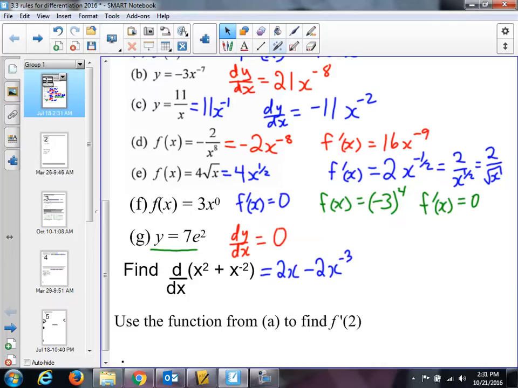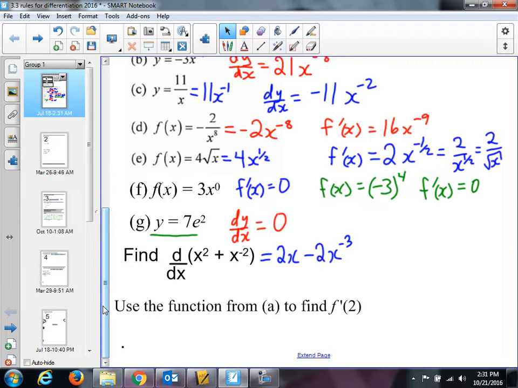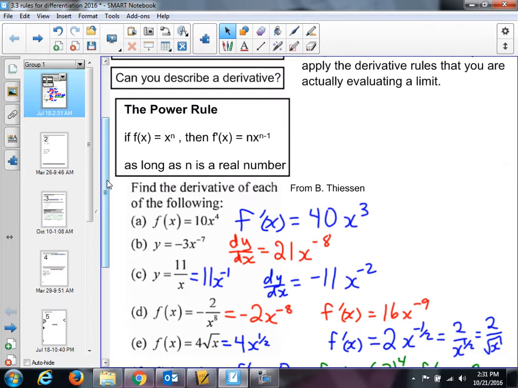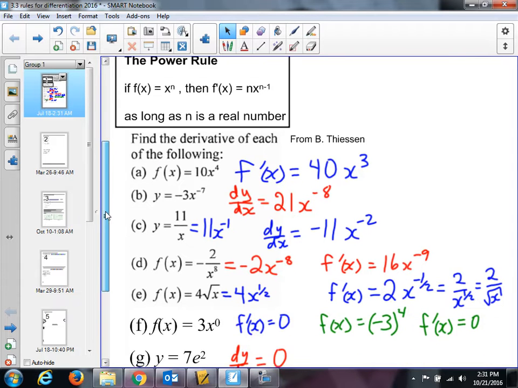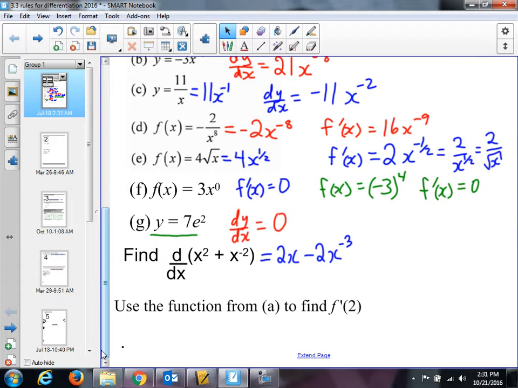Now, what if I said evaluate f prime of 2, and I'm saying from a. So you're given this function, 10x to the 4, right? F of x. And I said find f prime of 2. What are you going to do? What do you suspect?